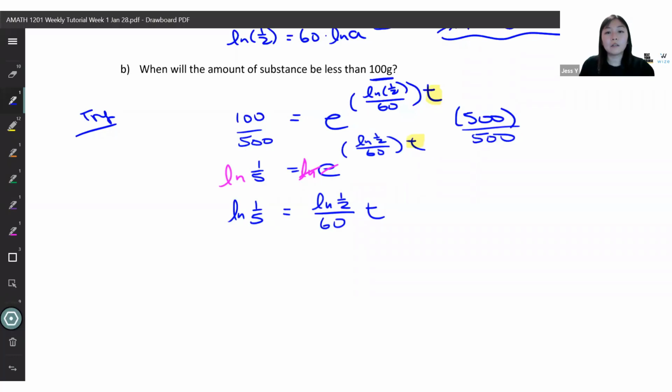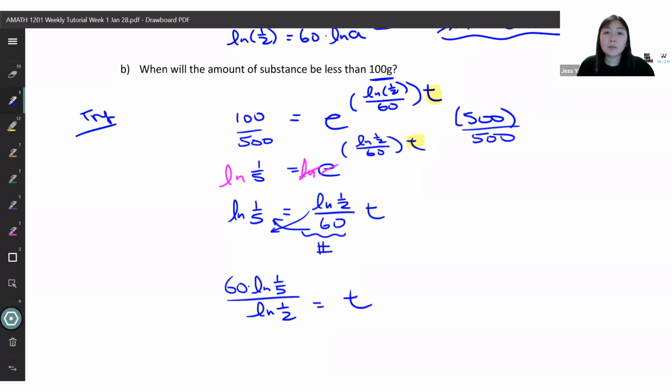Ln of 1/2 over 60. This is just a number. I know it looks messy, but it's just a number. If you put it in your calculator, you get some kind of decimal, right? So since it's just a number, we can divide by it. And when you're dividing by a fraction, flip and multiply, right? So you multiply both sides by 60, divide both sides by ln 1/2. So you end up with 60 times ln 1/5 divided by ln 1/2. That is your t value.